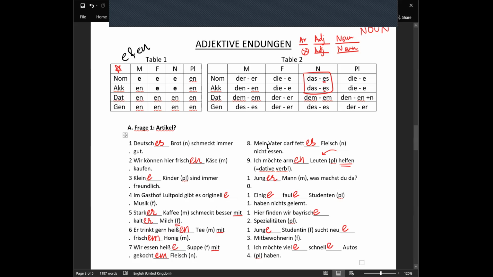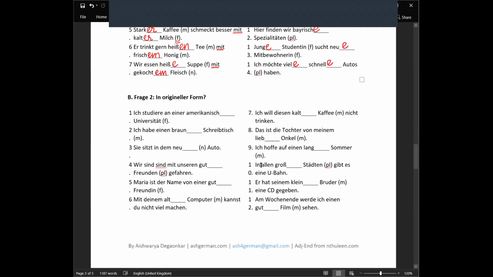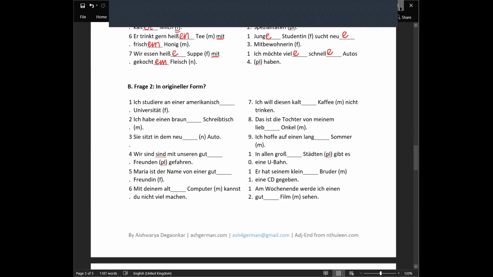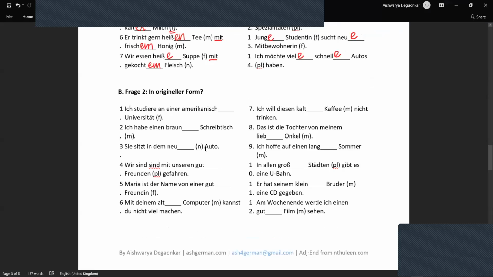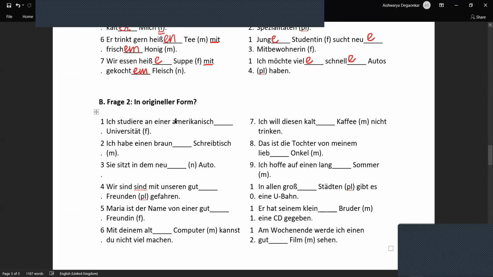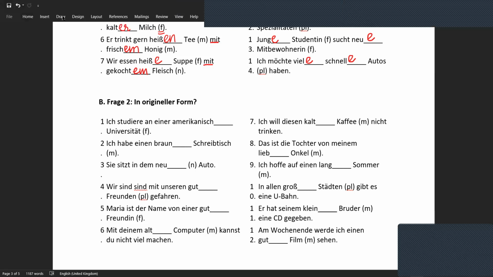Okay, so I hope that you have the table copied down. We'll move on to the next exercise. Now here, the question is if the article is in its original form. What original form means here is that the particular article is telling you not only the gender, but hopefully also the case of that particular noun. If not both, it's telling you at least one element, that is either the case or the gender.